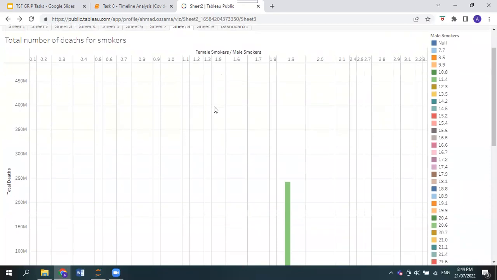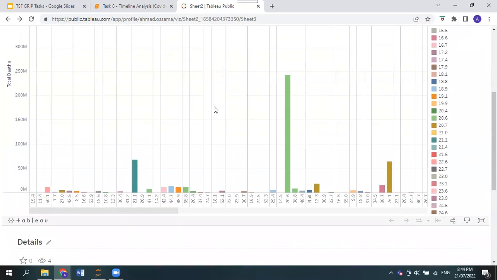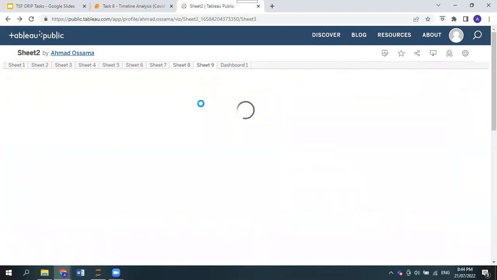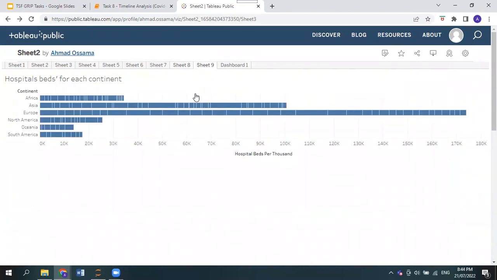Then we have the total number of deaths for smokers. So that's one of the reasons for COVID spread. And lastly, we have the hospital beds for each continent. The majority of beds was in Europe. That's why they are treated fast and vaccinated, and have the most vaccinated after Asia.